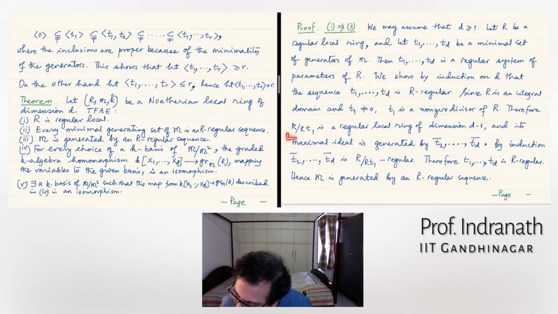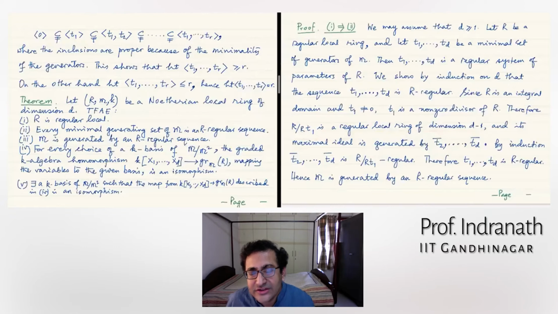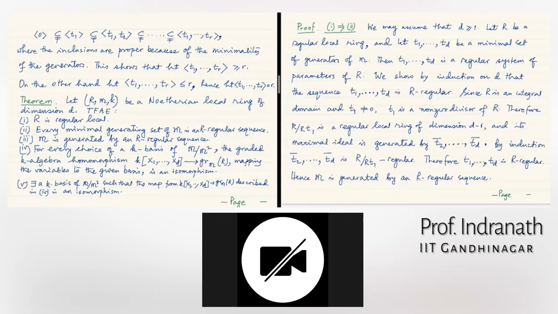Therefore, R mod T1 is a regular local ring of dimension d minus 1. Are you sure? Why is this true? T1 is a non-zero divisor. Are you sure about this fact? Which observation have we used here? It is part of a system of parameters.